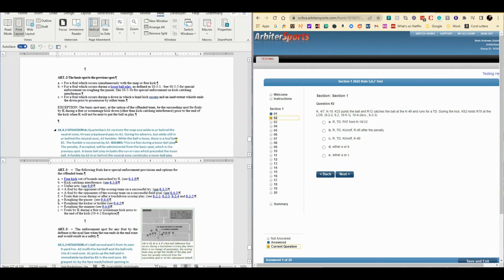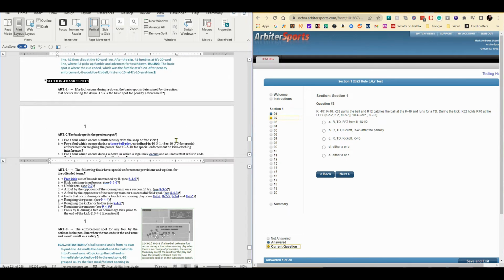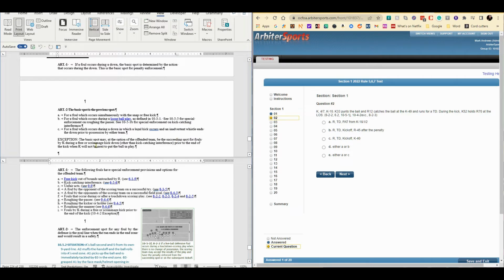So here it is right here. The basic spot may, at the option of the offended team, be the succeeding spot for fouls by K during a free or scrimmage kick, other than catching interference, prior to the end of the kick, when K will not be the next to put the ball in play.